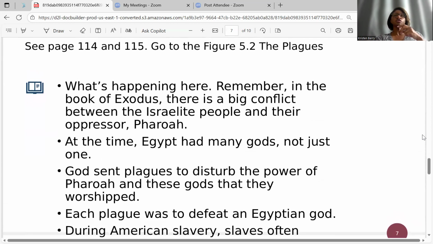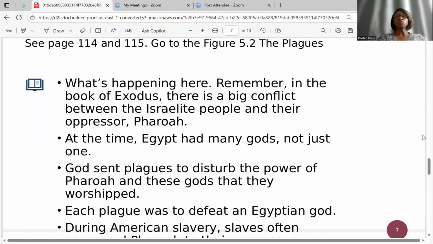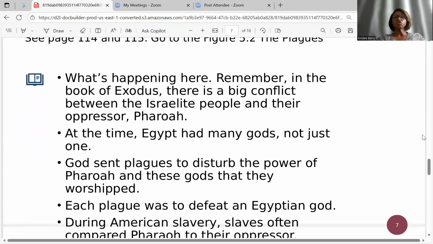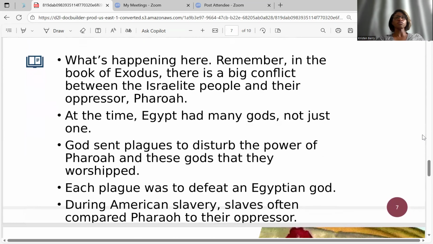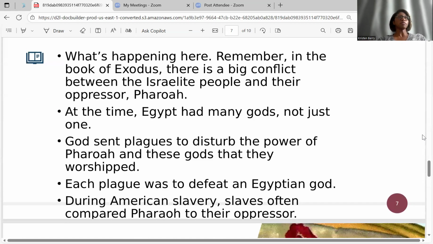Okay, you can also go to your textbook on pages 114 and 115, go to figure 5.2. This talks about the plagues. And remember, I just said previously that God deals with those people who hurt his people.